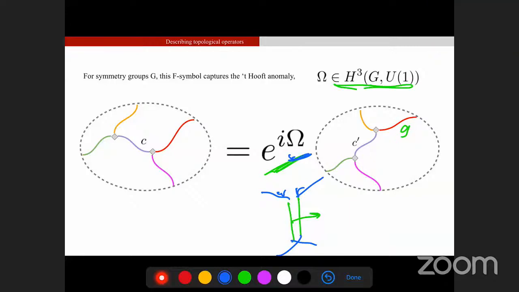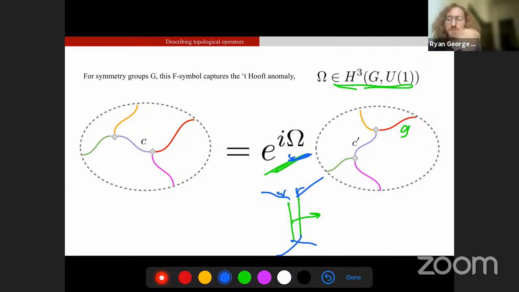I see. Thanks. But this structure is likely interesting even for non-unitary theories. So I don't want to fit unitarity into this. I just want to describe the algebraic structure of the operators.